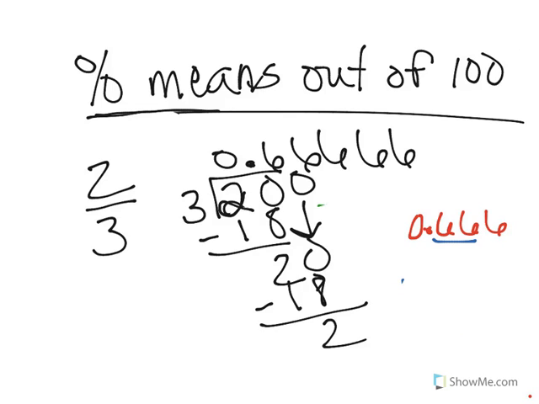So there's a little trick we can do. When converting a decimal into a percent, we can move our place value over 2 times, and that would give me 66.6%.